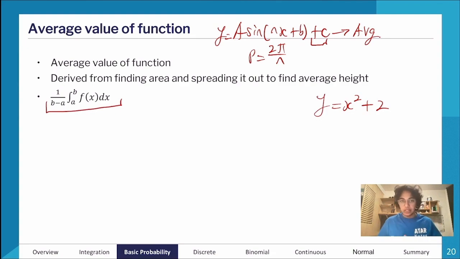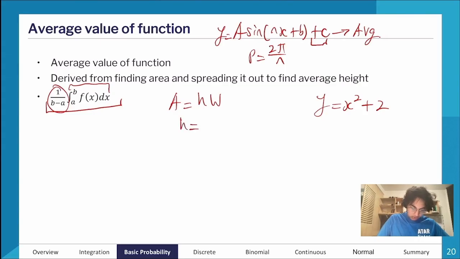So what it actually does is, this integral here finds the area, and then it spreads it out using this 1 over b minus a, right? So remember the area of a rectangle, or area in general, is just height times width, right? And so what we're really doing is h is equal to area over width. Area we calculate from the integral, the width is given by b minus a, right? And that finds the average height of that function, which is also the average value. Cool, hopefully that makes sense.